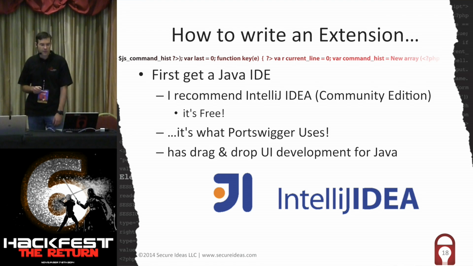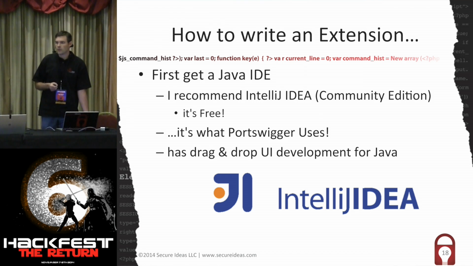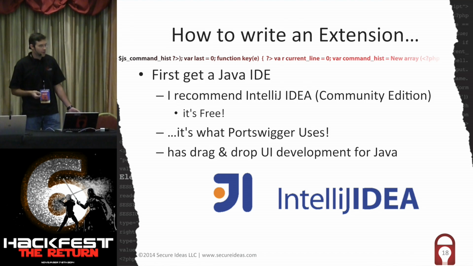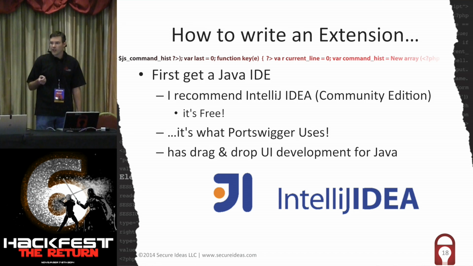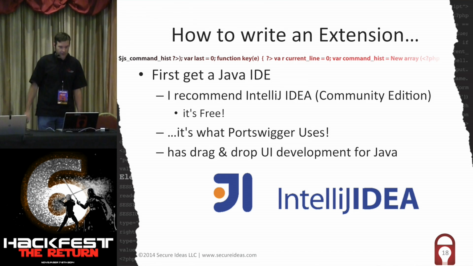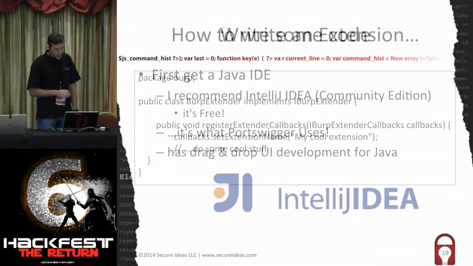Writing the extensions itself. If you're a Java developer, you're probably familiar with Eclipse. Hopefully some of you have also used IntelliJ. This is what PortSwigger uses. So IntelliJ IDEA is what I would recommend if you're writing Burp extensions. It just seems to flow very easily in there, and building the interface itself, because it has a drag and drop user interface builder, it makes it really easy to build a configuration screen for your plugin. So that's what I do.